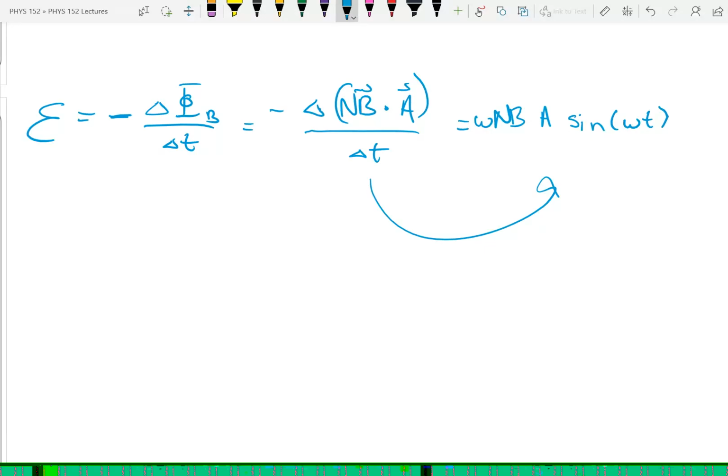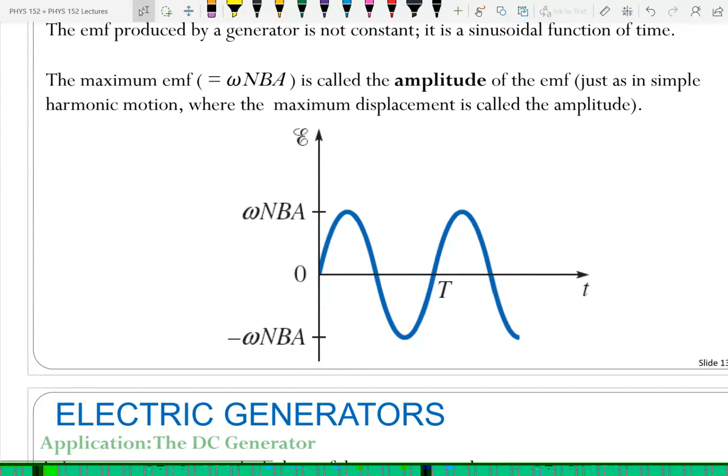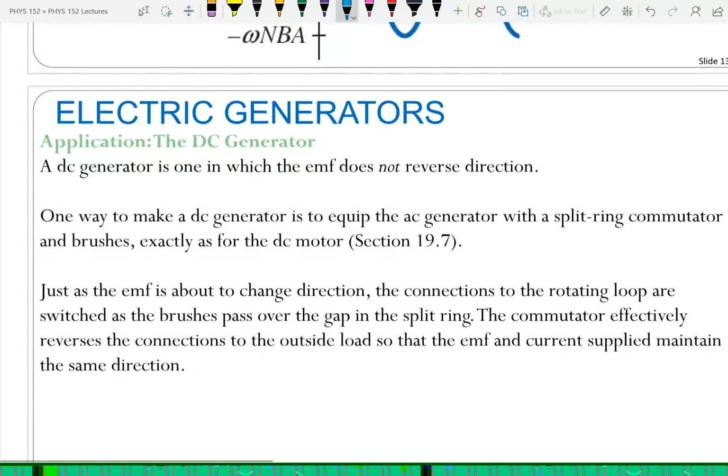So the faster it's rotating, the higher the voltage it produces. The more turns, the higher the voltage, the bigger the magnetic field, the bigger the area. All of those produce a higher voltage. And so omega NBA is the maximum voltage you can produce with the generator. Once again, it's alternating, it's going positive and negative. For our cars, we don't want that. So what can we do?